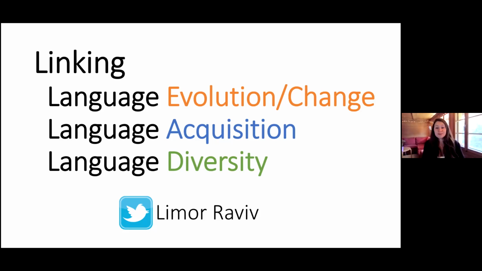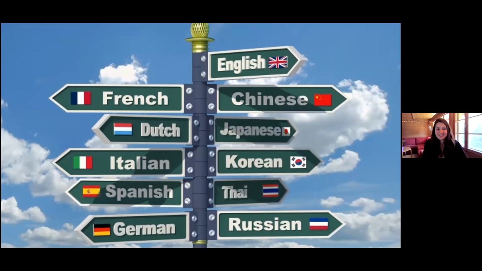Okay, so I always start with this slide, because I think one of the most interesting questions in the field of linguistics and cognitive science is, why are there so many different languages in the world? What could be the possible sources for this astonishing diversity? Because there's really a lot of diversity, 7,000 different languages.